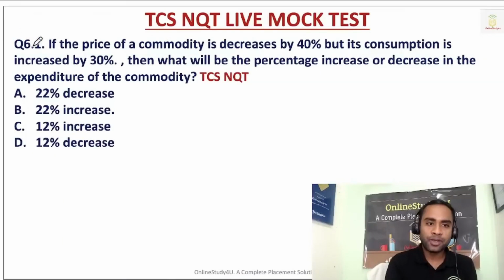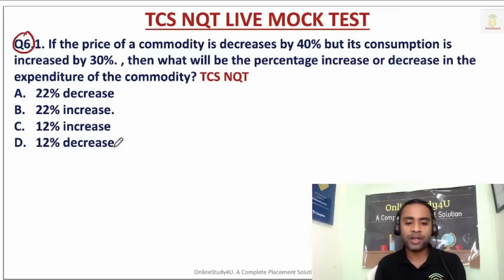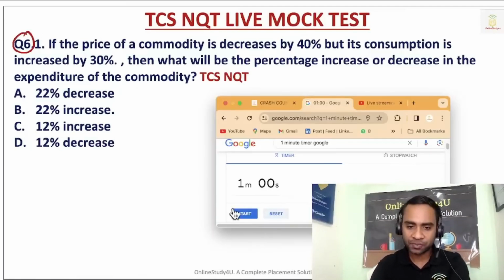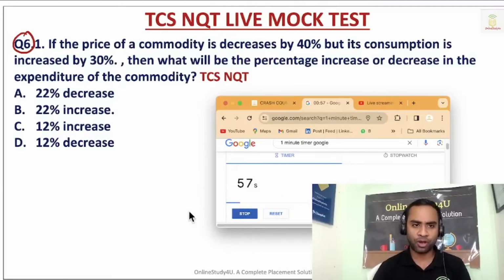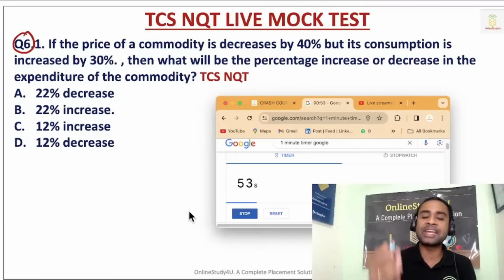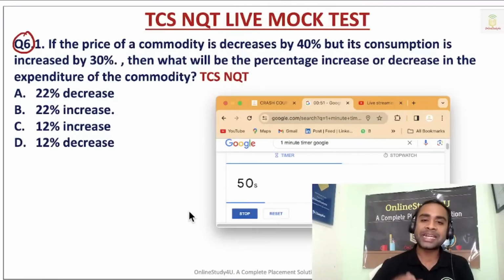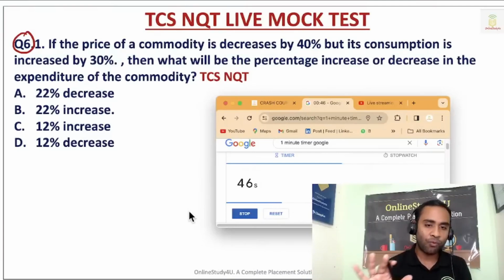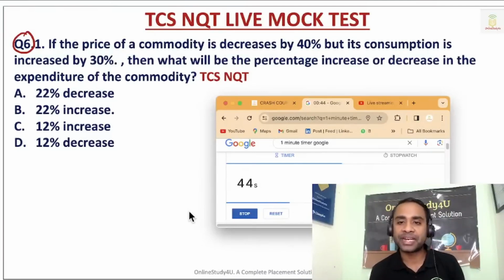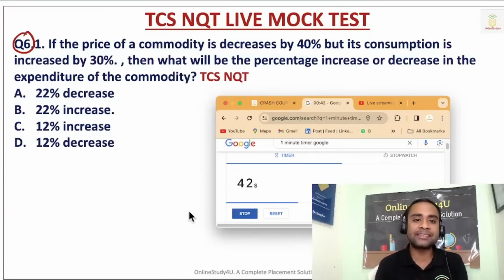Okay, now next problem I want you to solve. The timer starts now, and let us see who all have solved. If the price of a commodity decreases by 40%, but its consumption is increased by 30%, then what will be the percentage increase or decrease in the expenditure of the commodity?